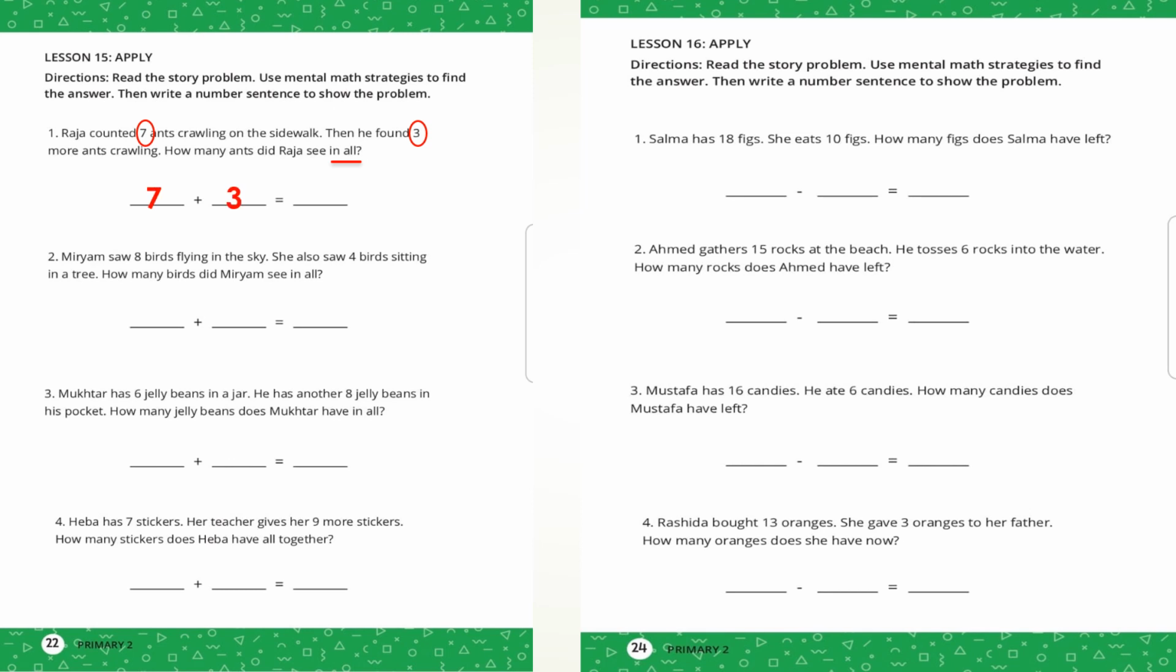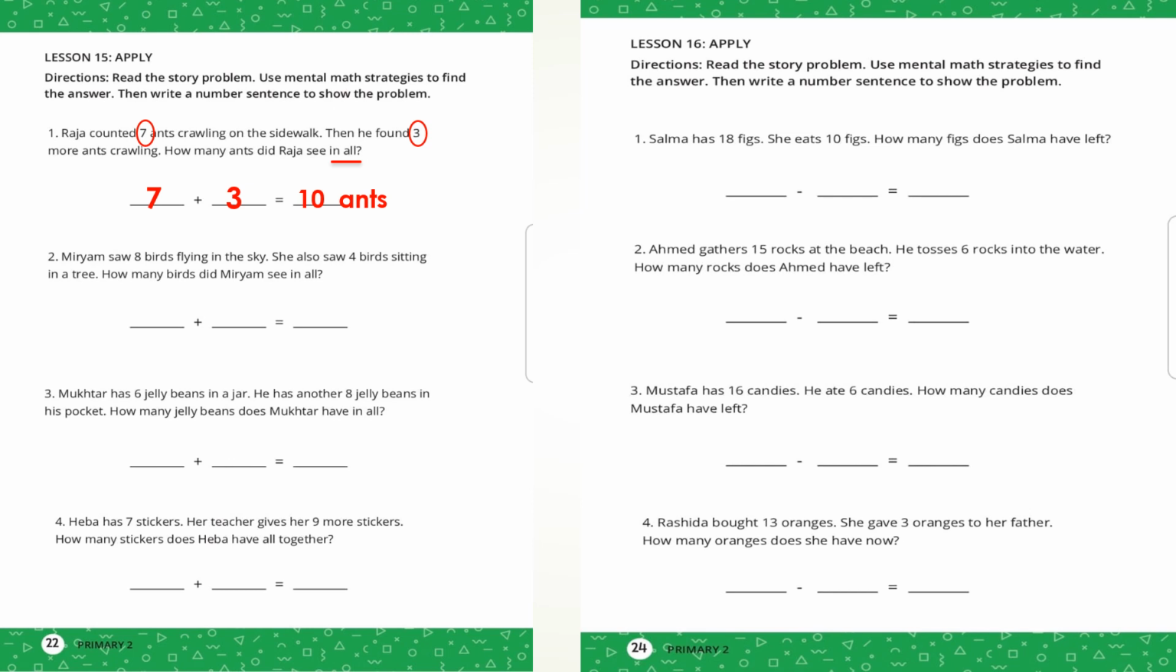7 plus 3 equals what? 7 plus 3 are numbers that make Mr. 10, our superhero, okay? So the result equals 10. 10 what? 10 chairs, 10 pens, 10 what? 10 ants. He's asking me about ants. How many ants, okay? So don't forget to write ants.